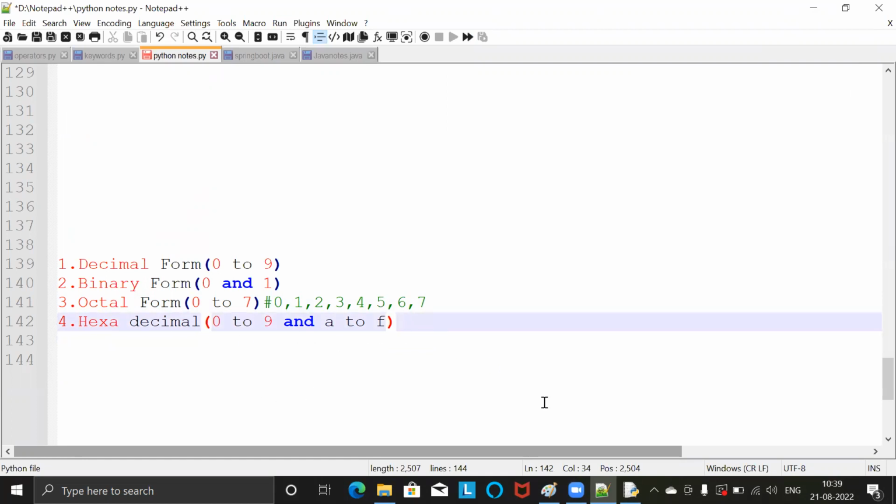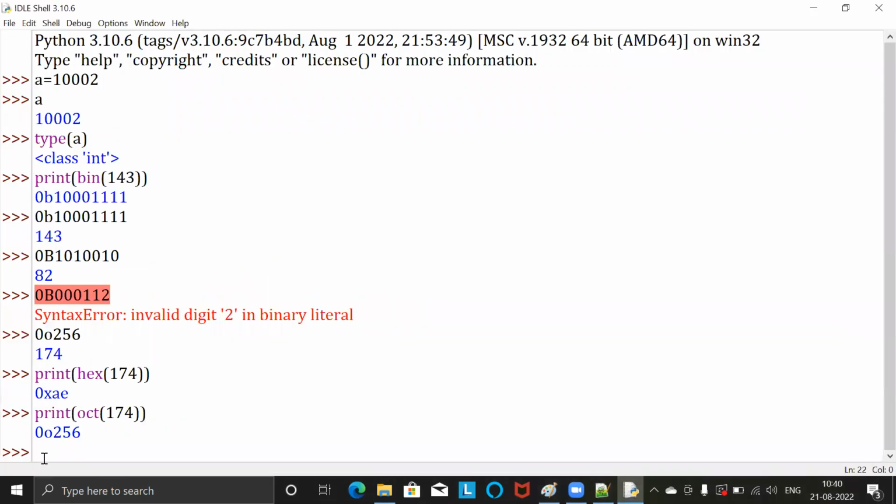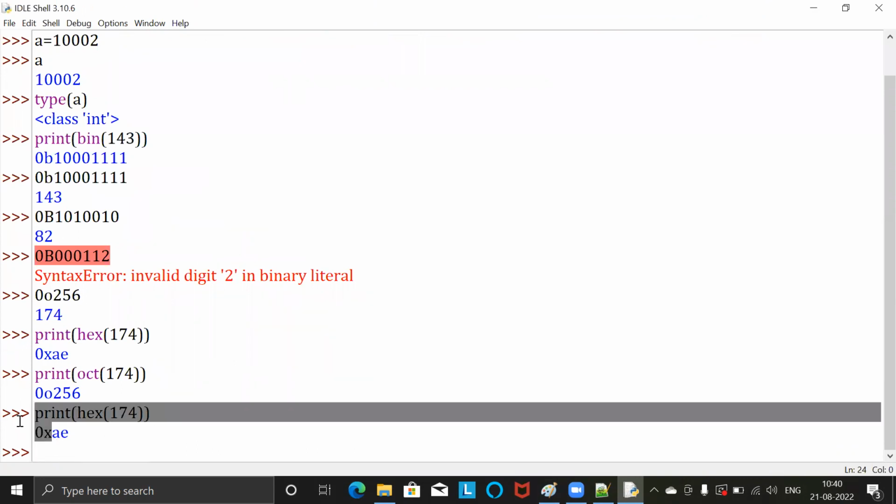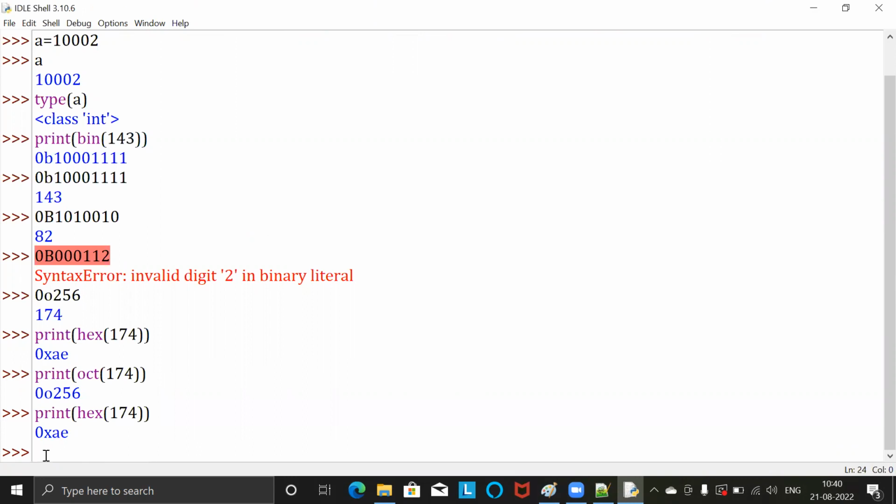And the next is hexadecimal form, print a hexa of 174, the value is 0xAE. 0x is the representation of hexadecimal form. For example, I want to know what is the 0xAE value. Then simply print 0xAE.